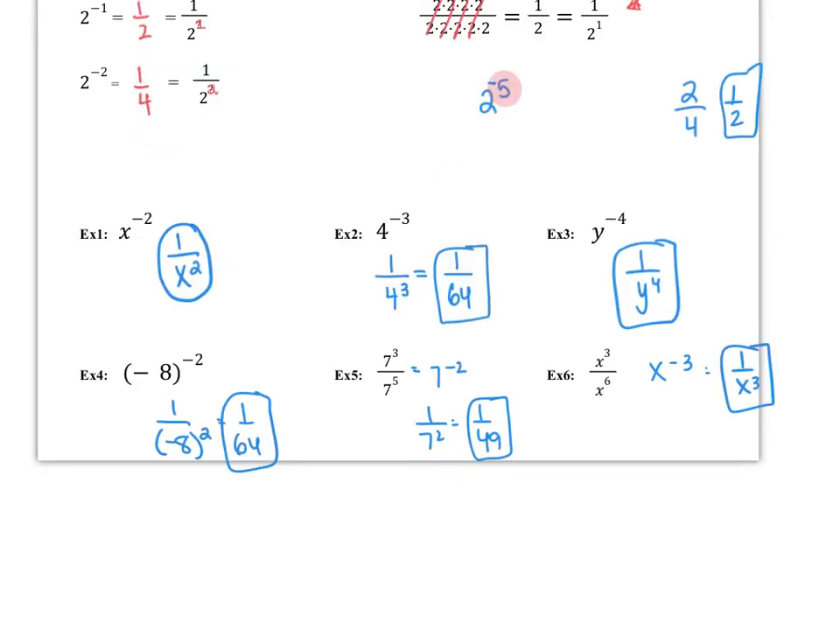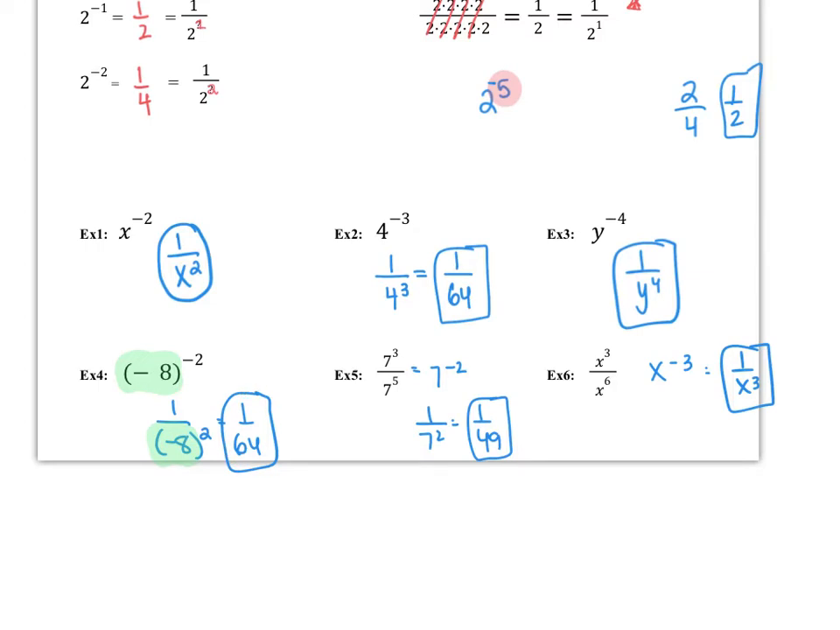So on example 3, my y has a negative exponent, so I'm going to bump it to the bottom, leaving behind a 1, and by bumping it down, my exponent becomes positive, 1 over y to the 4th. On example 4, the base this time is the negative 8, so that whole negative 8 has to get bumped to the bottom. Notice that it's still in parentheses, so that way the exponent is touching not just the 8, but the negative sign as well. And then that would mean to do negative 8 times itself. Negative 8 times negative 8 is positive 64 for a final answer of 1/64.